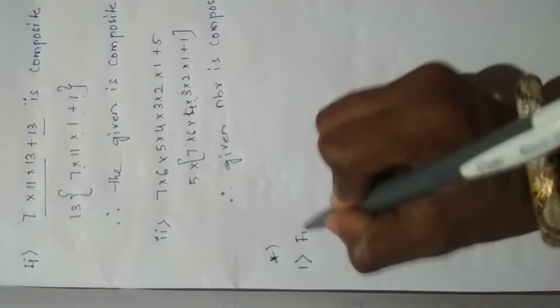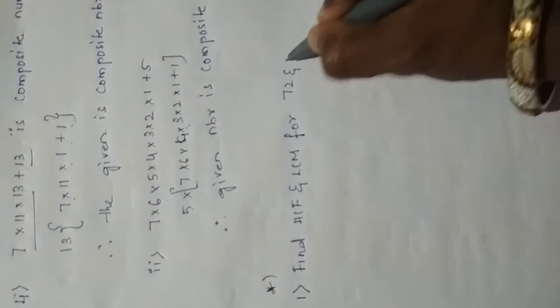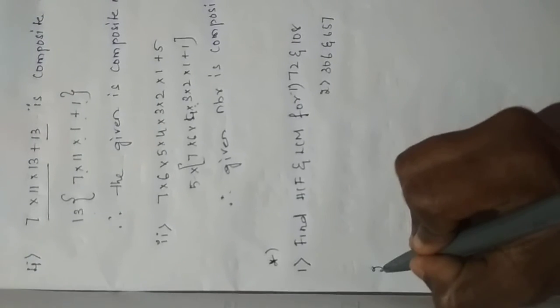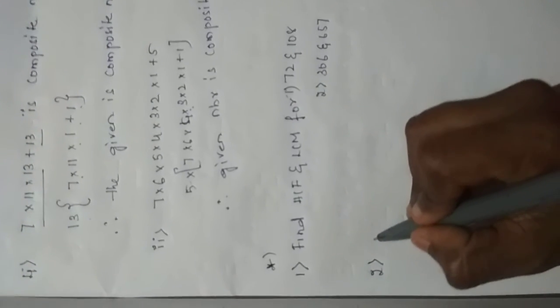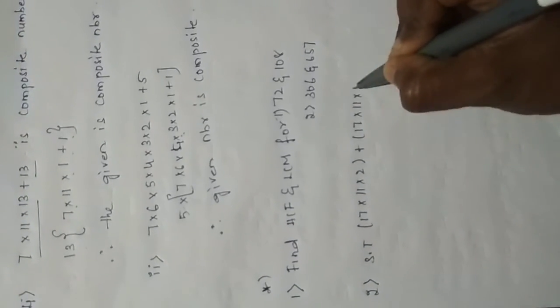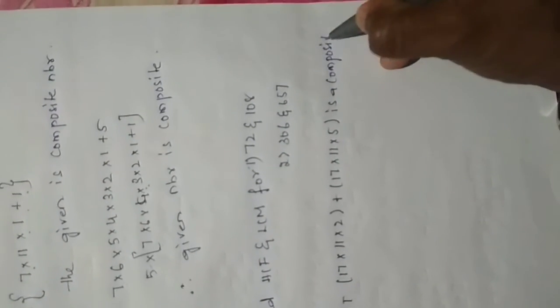Okay, your homework for today is: find HCF and LCM for 72 and 108, 306 and 657. Second question is, show that 17 into 11 into 2 plus 13 into 11 into 5 is a composite number. Okay, thank you, ma.